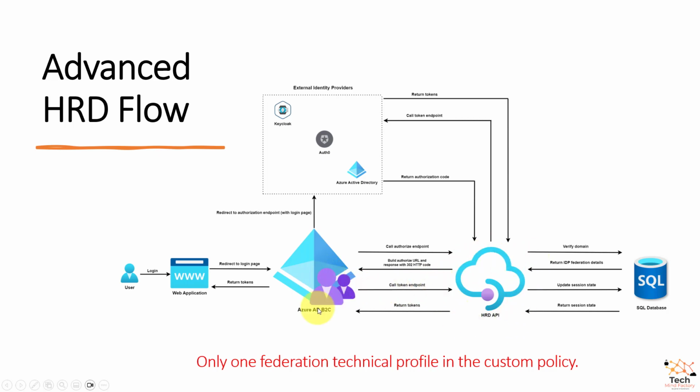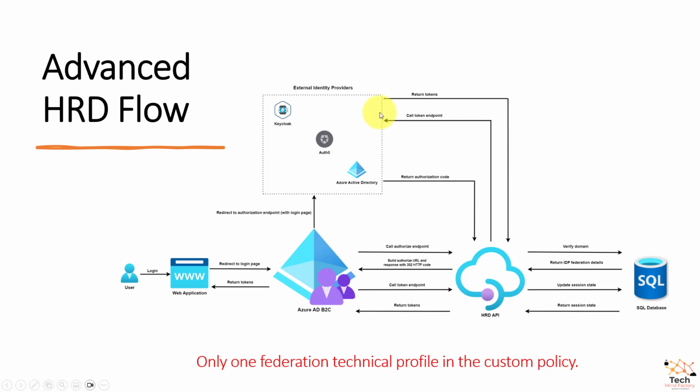Because as I mentioned, B2C does not have any direct information about identity providers, because this information is stored in the SQL database, and the HRD API is responsible for handling the code exchange and token exchange operations. So B2C will call the token endpoint of the HRD API. We will get information about the session from the SQL database, and we will call the token endpoint of the external identity provider. And we will exchange the code for a set of tokens.